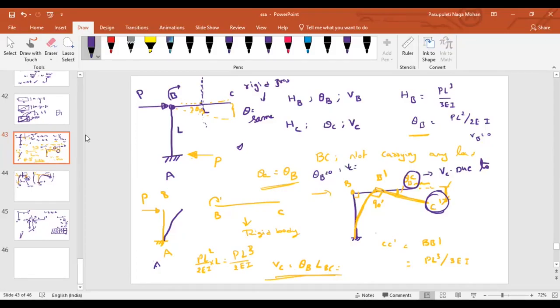If there is no rotation, the member will be truly horizontal even after the deflected shape. Because of this rotation only, you are finding this value. If there is no rotation, there is no deflection. You can see here, right? Because of this rotation only, you are taking it as an inclined path and then you are taking the deflection.